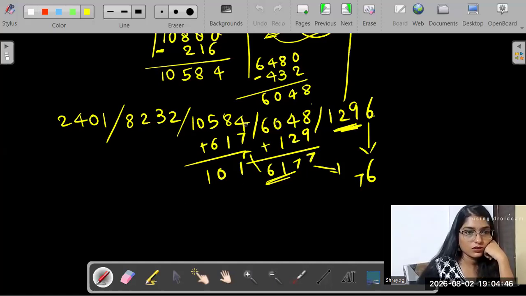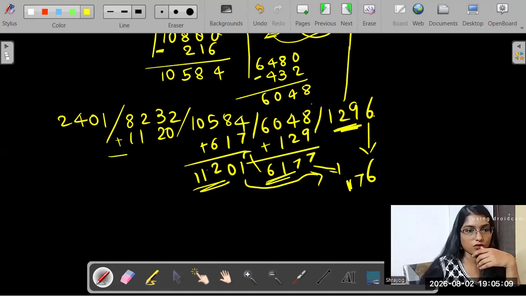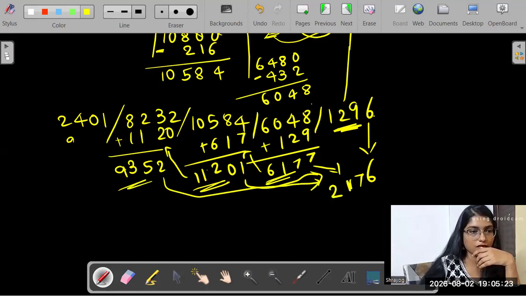Now, after adding this, how much do I get? Okay, here is the mistake. 7 plus 4 is 11, and so on. So this 1 will come in the main answer, and the rest gets added up to the next block. So here 2, 5, 9, 3. So from this, 2 will go in the main answer, and the rest 9, 3, 5 gets added up to the next block.